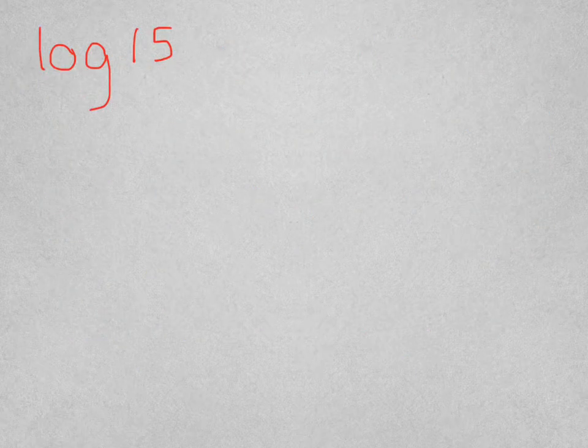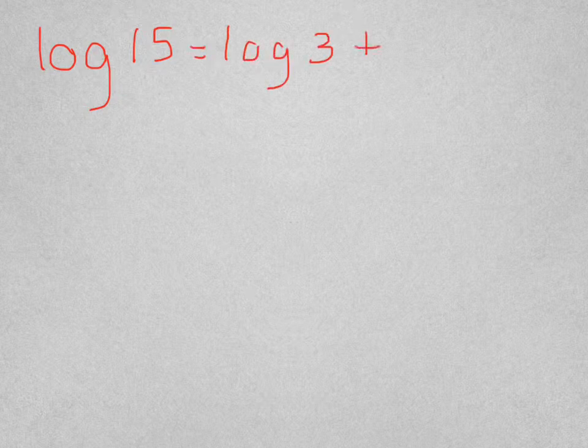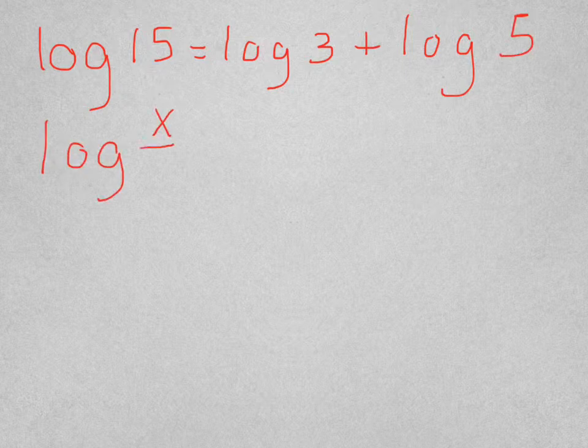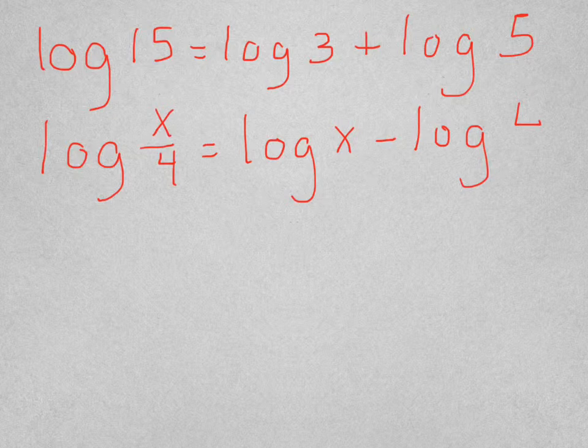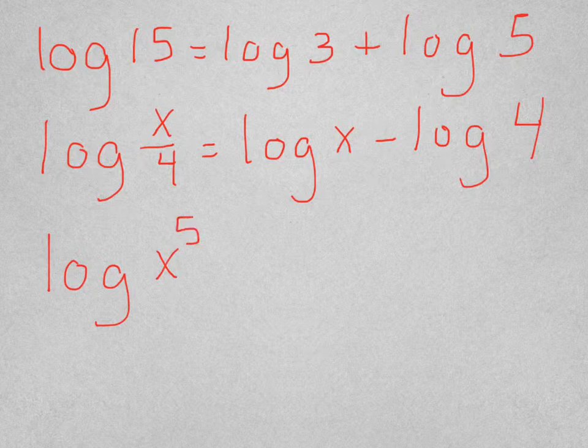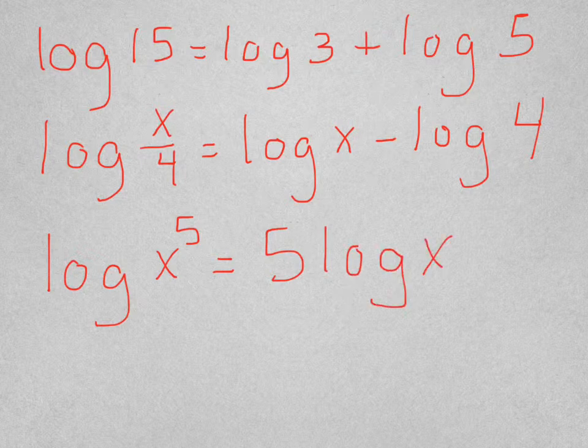So let's look at this example. We have log 15. That could be divided up into log 3 plus log of 5. And if we have log of x divided by 4, that's the same as having log of x minus log of 4. Finally, look at an example of our third property. If we have log of x to the 5th, we can bring that 5 to the front and have 5 log x. So those are three examples of the properties we did in the previous slide.